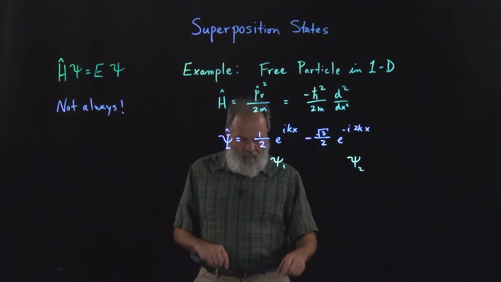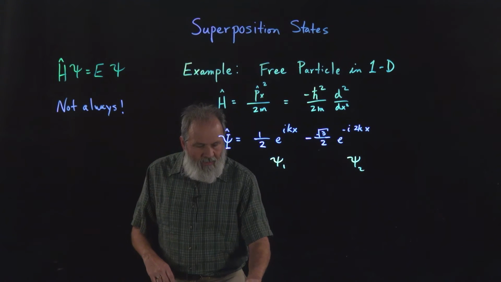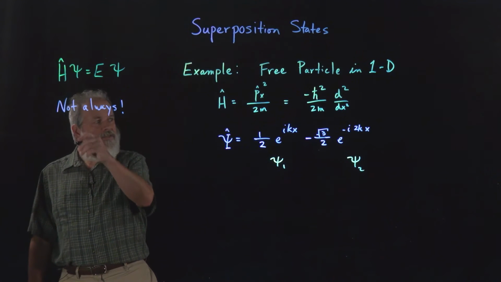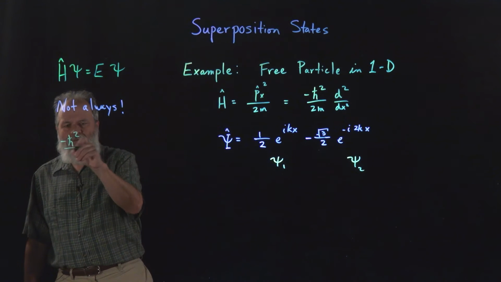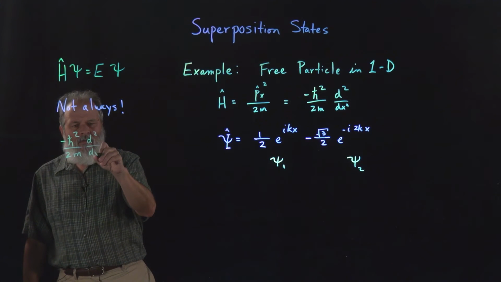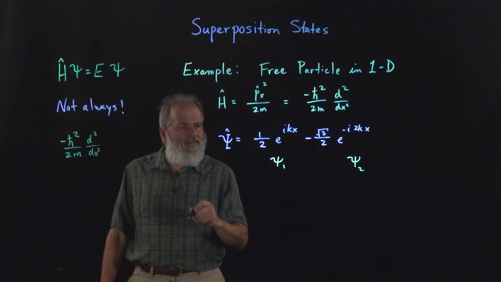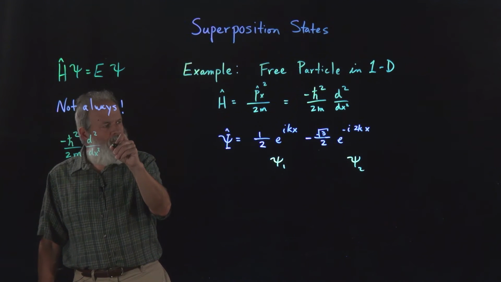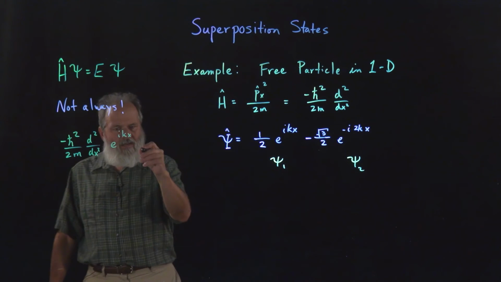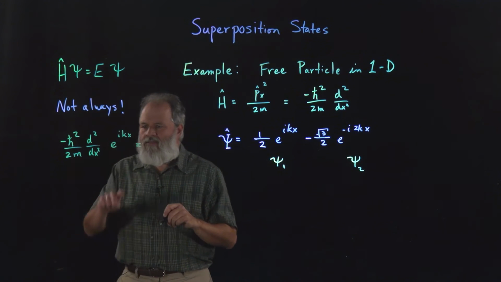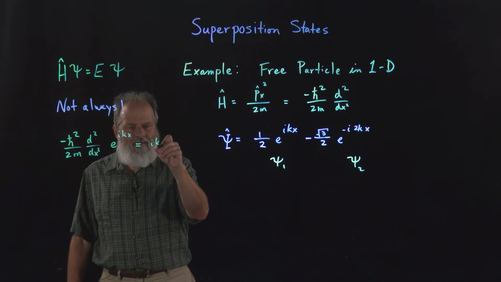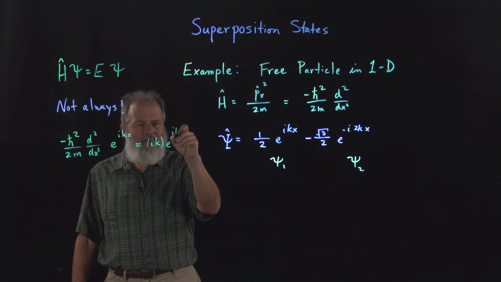Okay, so let's go ahead and work out this example. First of all, let's find out what the eigenvalues are for psi 1 and psi 2. All right, so H is minus h bar squared over 2m times the second derivative. And we're going to apply this to psi 1 first. I'm going to leave out the 1/2, and I'll show you why in just a second. Okay, so the first derivative of e to the ikx is going to be ik times e to the ikx.